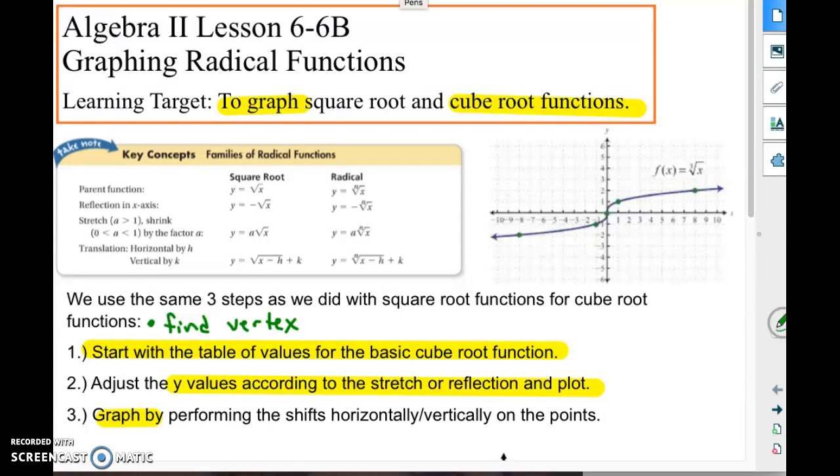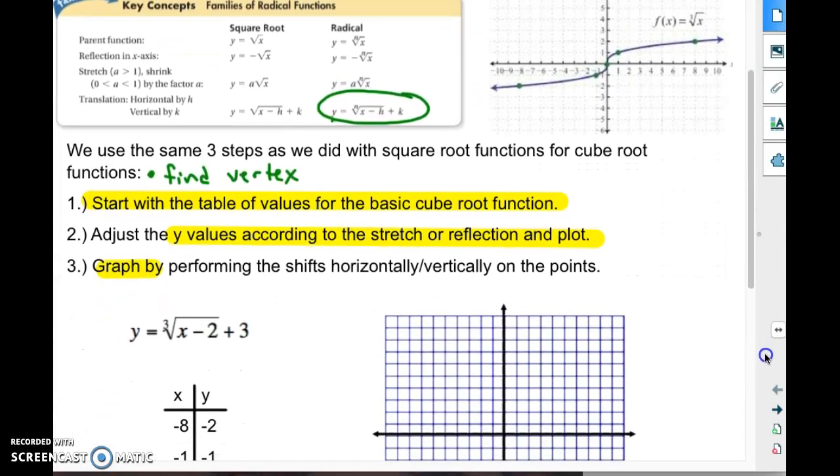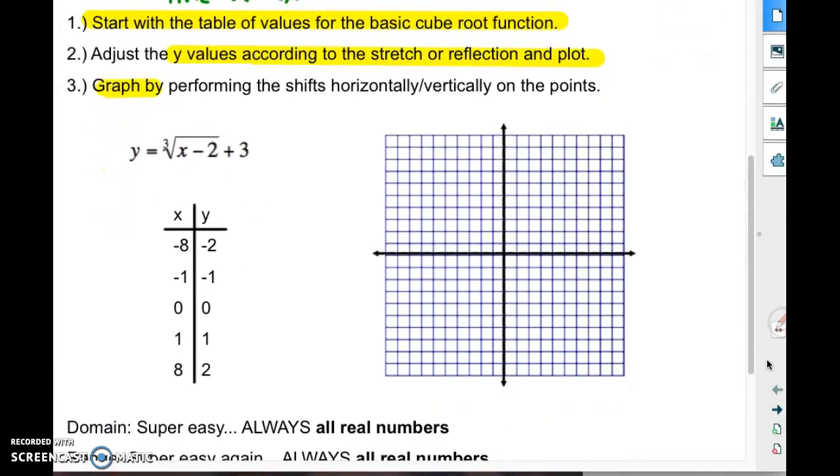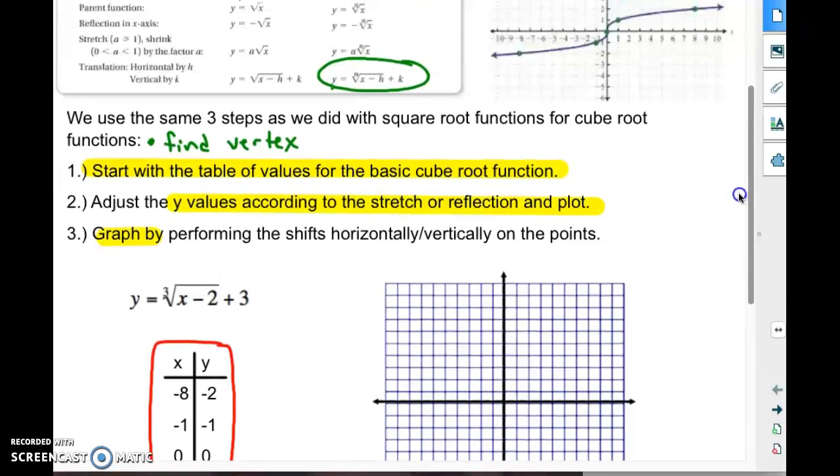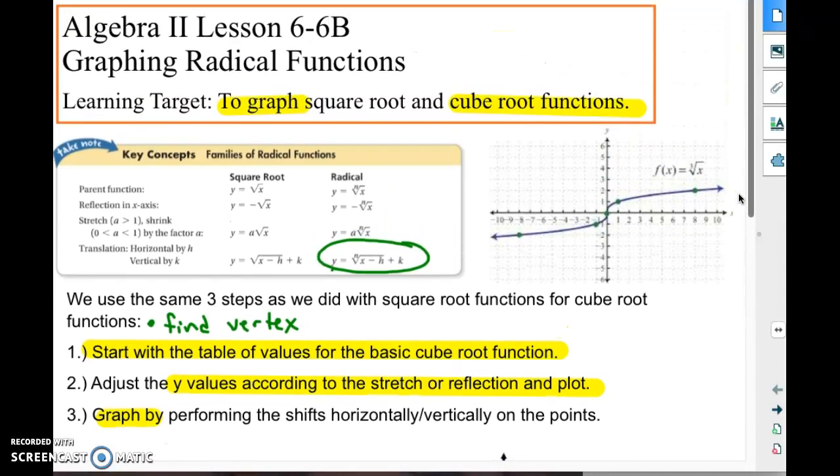So our general form of our equation is down here, where y would equal the third root of x minus h plus k. The table of values that we need to look at for this problem are given to us right here. So this is something that we're going to need to remember. When we did square roots, we just started at 0, 0, but because cube roots can be negative, we start at -8.